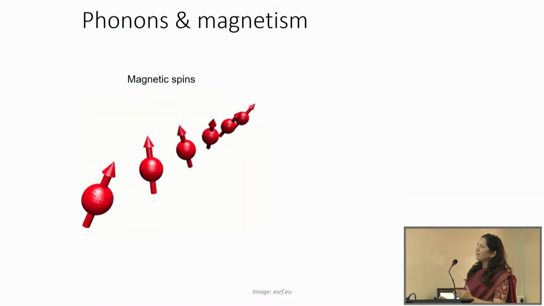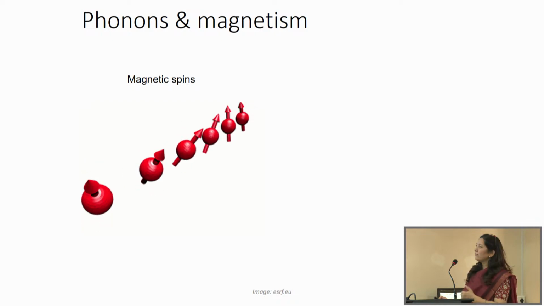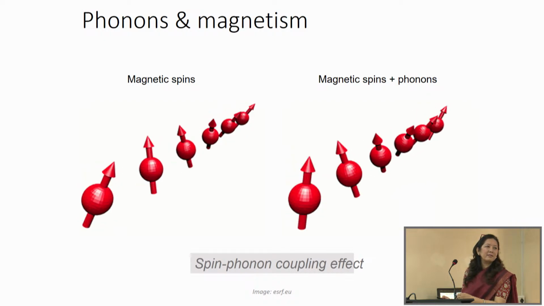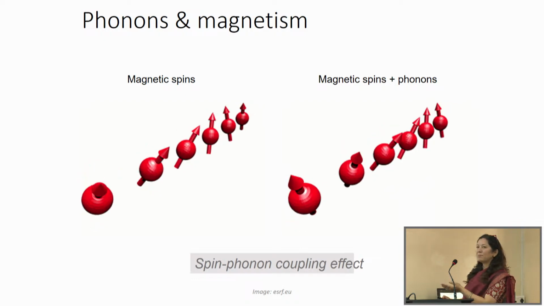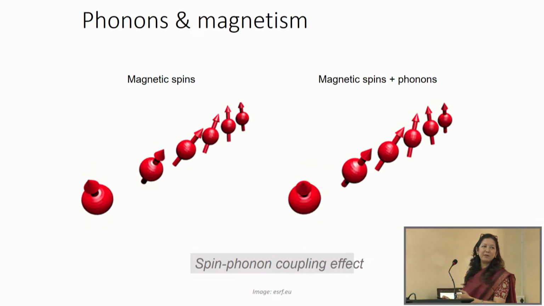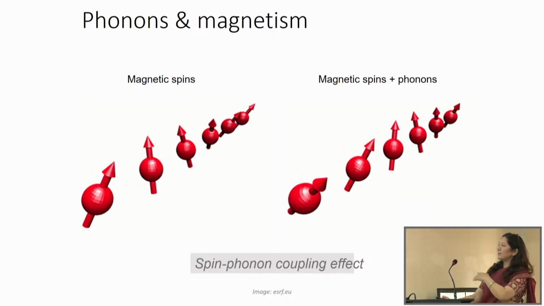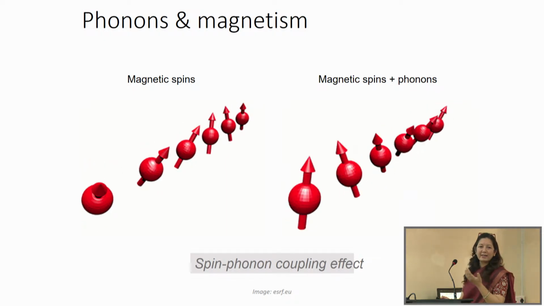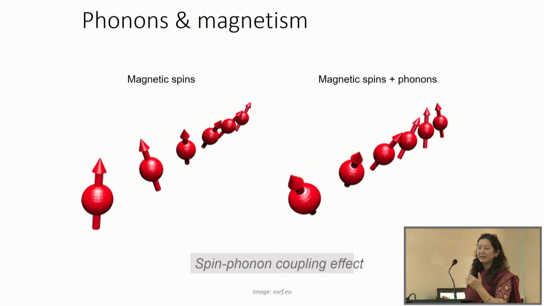If these are the magnetic spins, and there is the effect of phonons and incident light, then this is the spin-phonon coupling effect. The vibration of the atoms also contributes to the spin, and that is what gives you spin-phonon coupling. And how do we measure it? We measure it with Raman spectra. This is just an animation to help you understand how the spins are affected when phonons exist and spin and phonon are coupled.